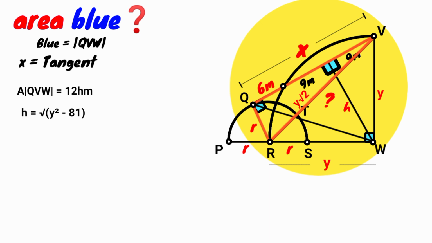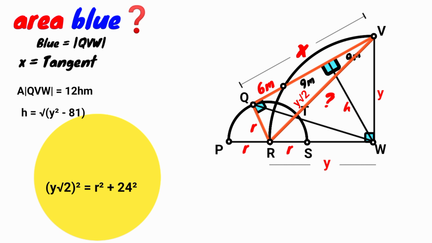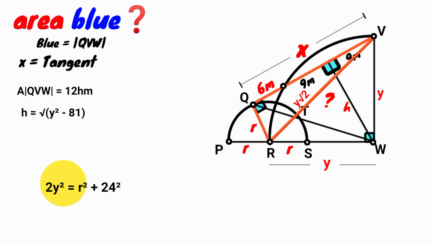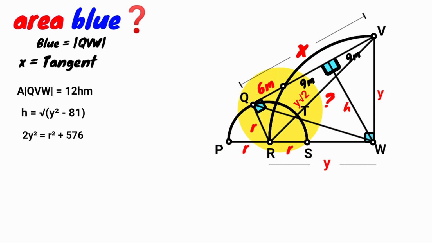We can also use the Pythagorean theorem on it. This is the hypotenuse, so the square of its length y√2 must be equal to the sum of the squares of this r and the summation of this 6 and this 18, which is 24. So y√2 all squared equal to r squared plus 24 squared. y√2 all squared is 2y squared and 24 squared is 576. So 2y squared equal to r squared plus 576. We keep it aside. Come here, draw a line that will connect this point and this.